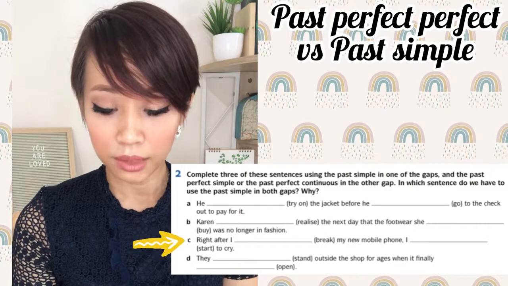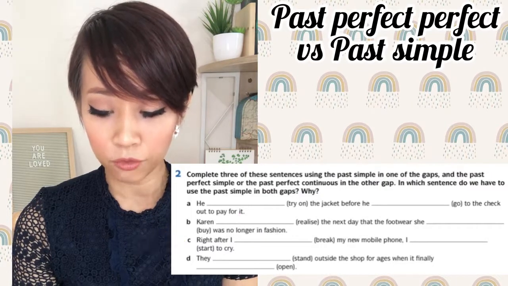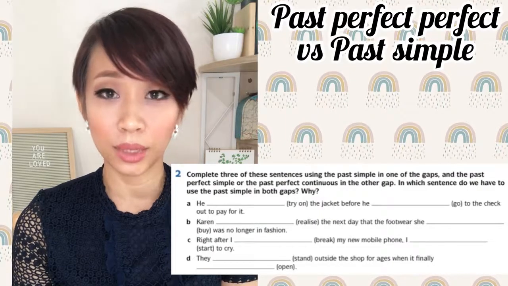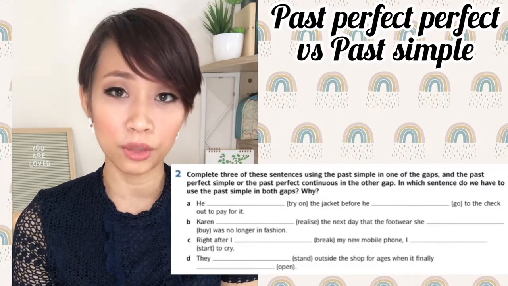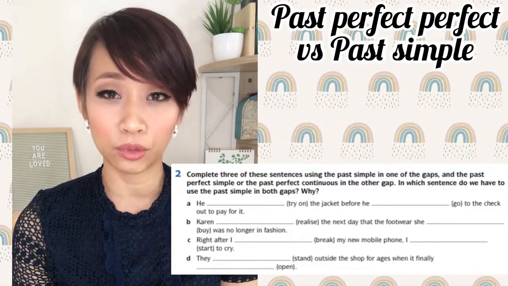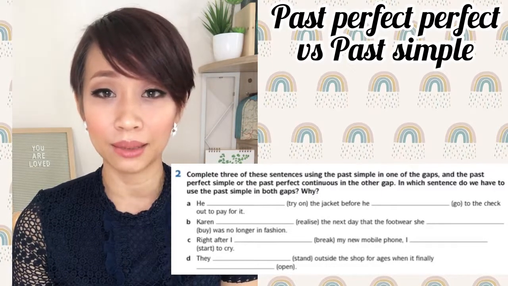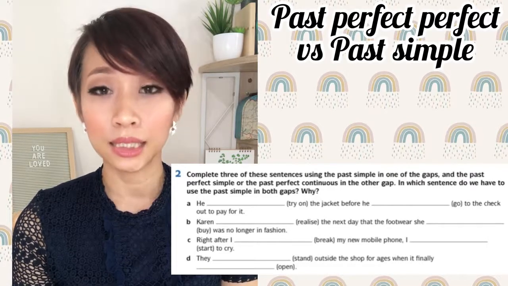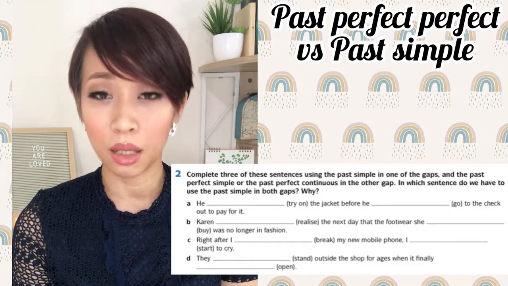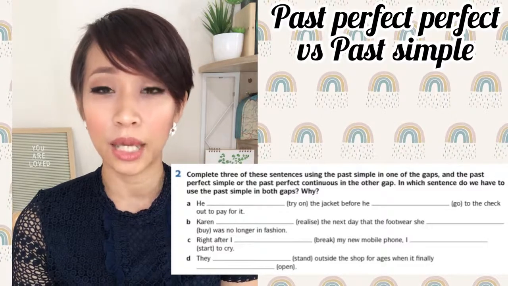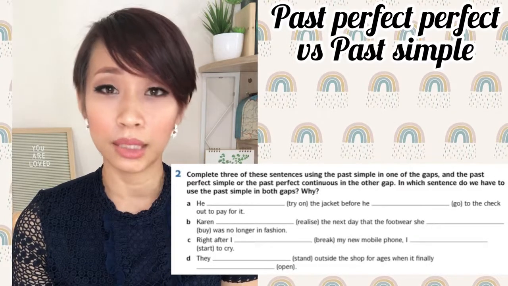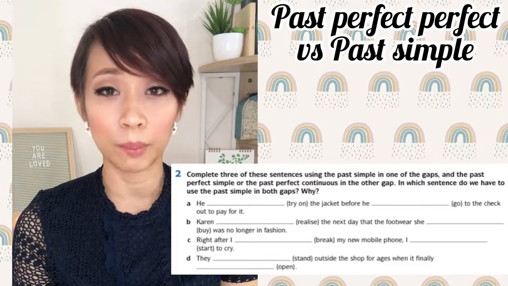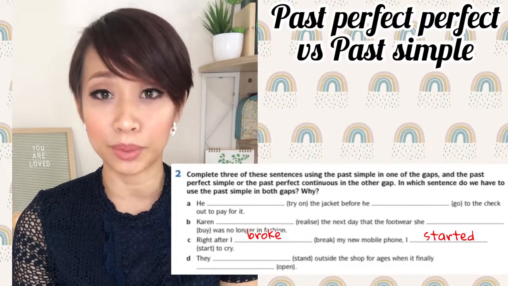C. Right after I broke my mobile phone, I started to cry. Dalam ayat ini, ada dua kejadian, yaitu pecah handphone dan menangis. Kalau ikut peraturan, memang kena tambah had untuk kejadian pertama. Walau bagaimanapun, kejadian kedua di sini, yaitu menangis, berlaku sejurus selepas handphone dia pecah. So, boleh dikira kedua-dua kejadian ini berlaku pada masa yang sama. So, that's why kita tak payah tambah had lagi. Kita guna past simple sahaja.